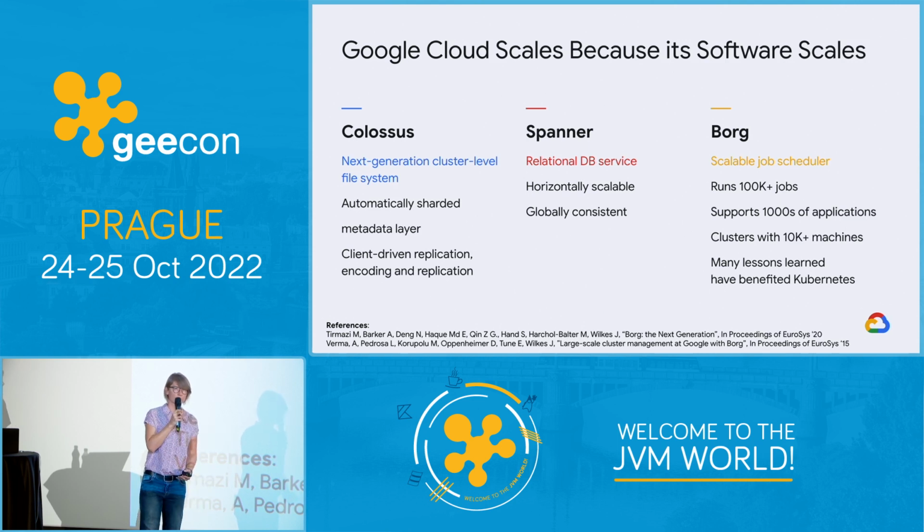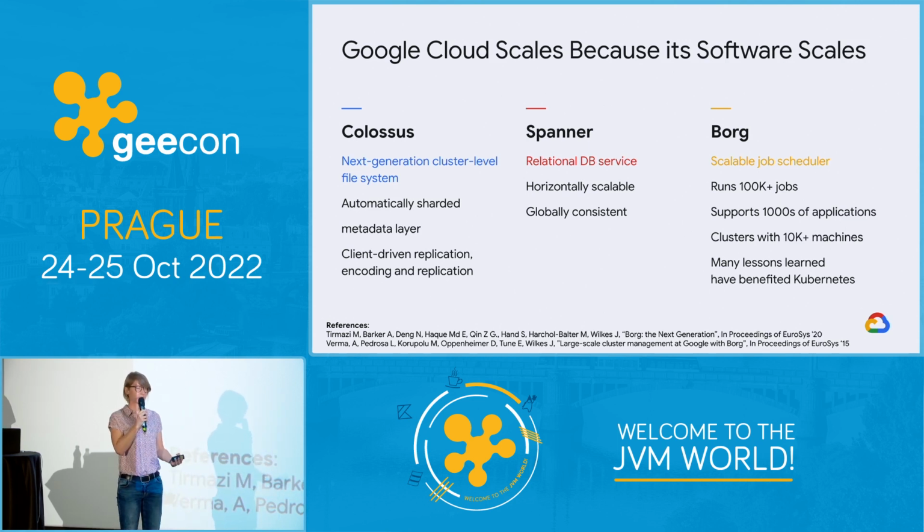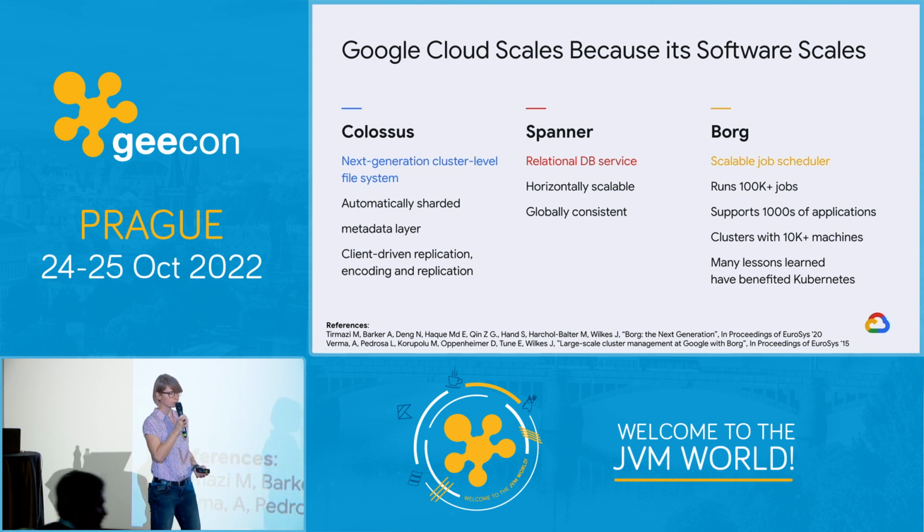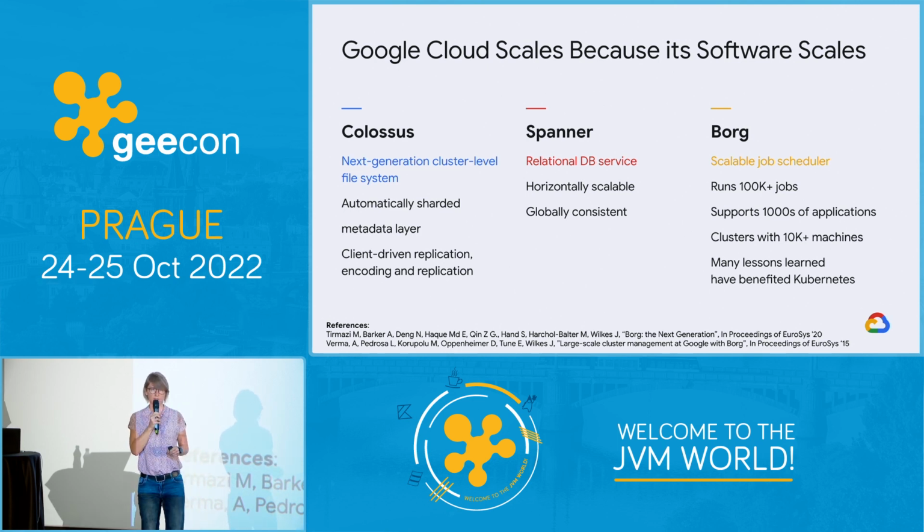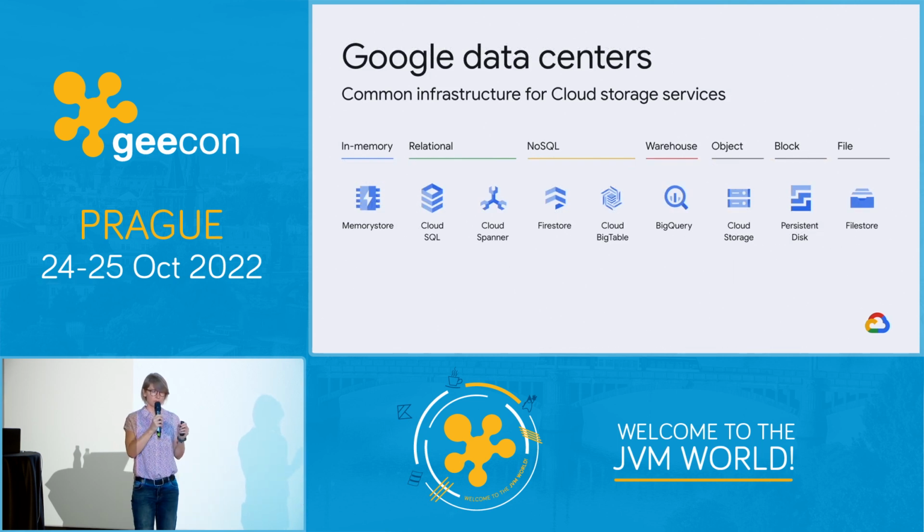If you happen to use GCP, Google Cloud Platform, you might have encountered a flavor of that, which is Cloud Spanner. And finally, we have Borg. Borg is our cluster management service, a job scheduler. If you know Kubernetes, it's something very similar. In fact, Kubernetes was built based on some learnings from Borg. So with these three services, there are some main building blocks to build all the storage solutions that we have at Google and are available for you.